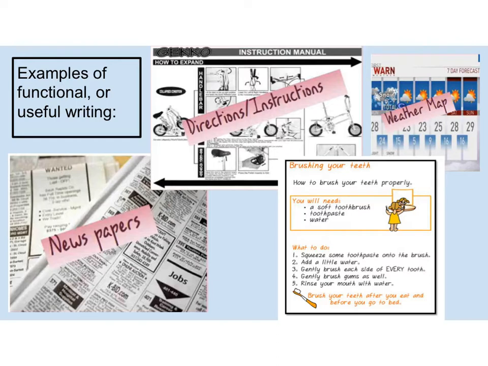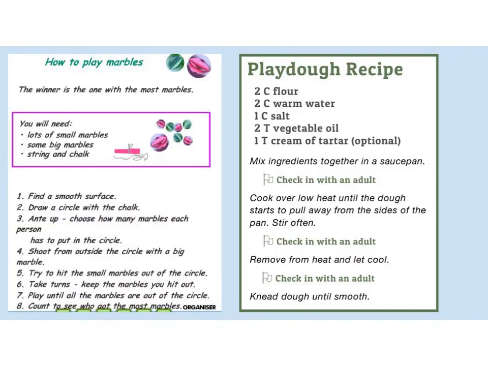Another type would be a weather map telling you what's coming up, and obviously a how-to like brushing your teeth. Just a little review there on the different types of functional writing. Also, in addition to these, would be like recipes and how to draw, things like that.